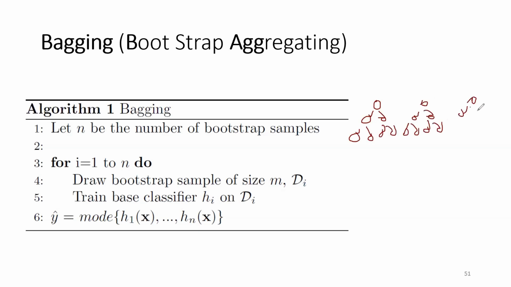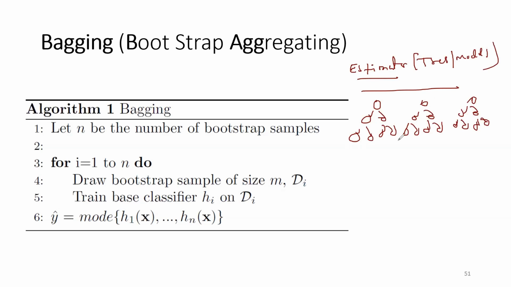And these trees, remember, we also use a terminology called estimator. Estimator is basically called trees or models. So we use these trees, and then let's say that this will produce yes, this will produce no, the eventual result.